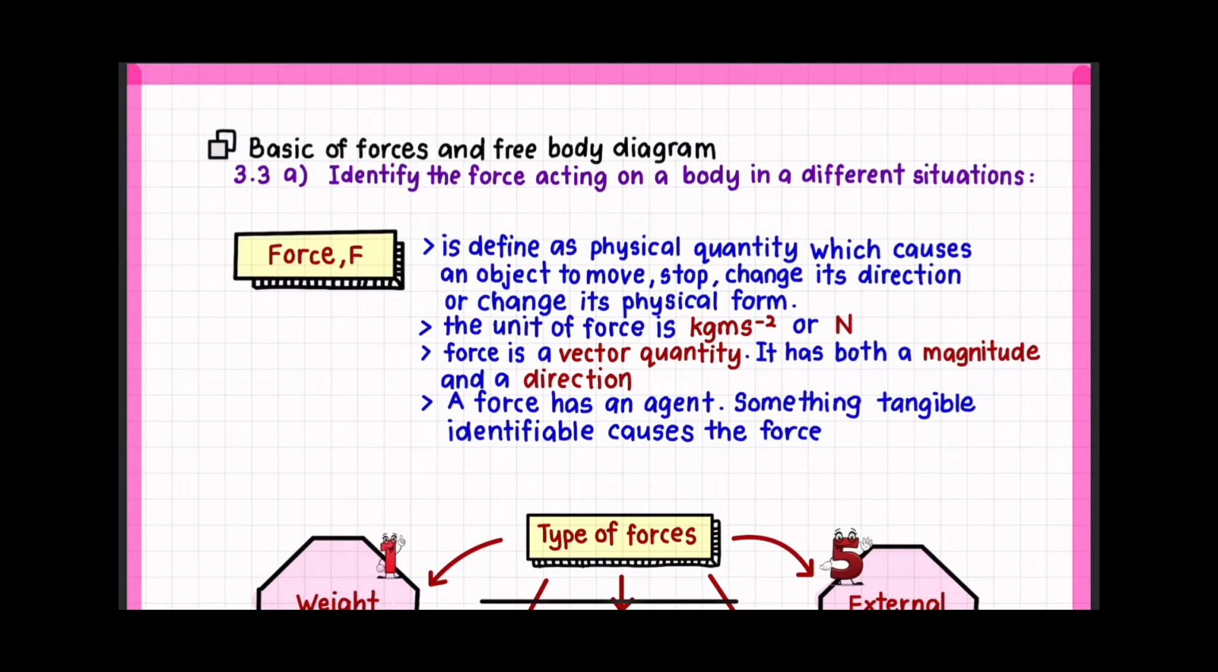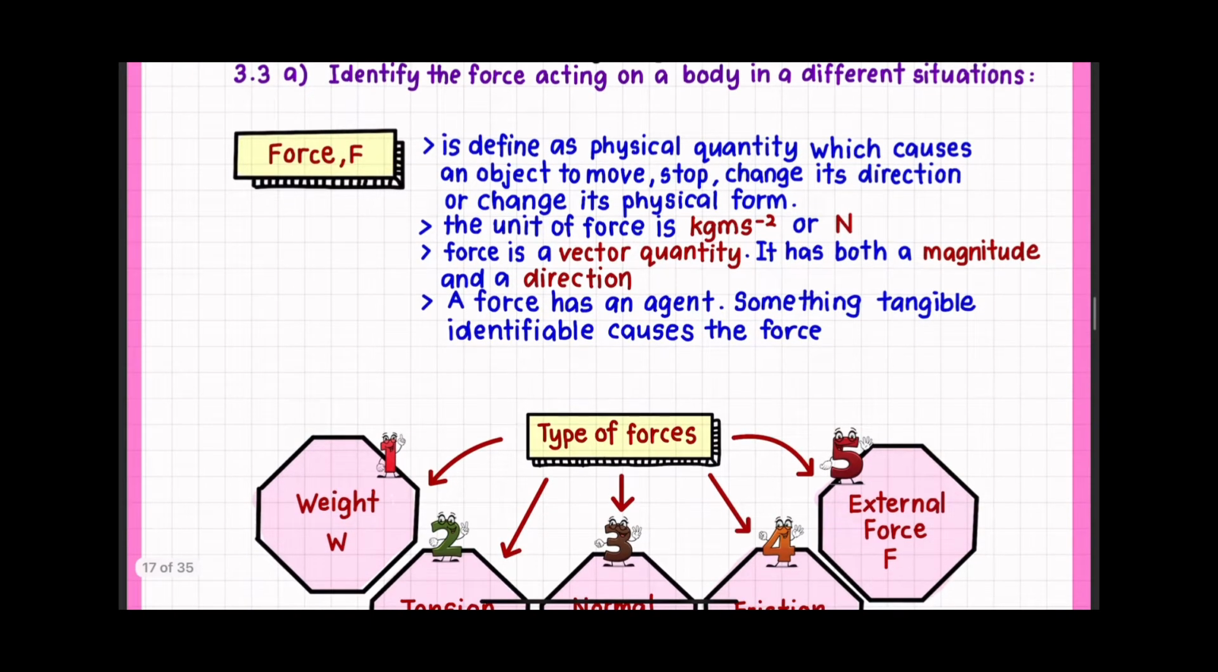Okay, next subtopic is about basic of forces and free body diagram. So 3.3a, identify the forces acting on the body in a different situation. Okay, force is defined as the physical quantity which causes an object to move, stop, change its direction and change its physical form. So the unit of force is kgms^-2 SI unit, and the common unit used for force is Newton. Force is a vector quantity and it has both magnitude and direction.